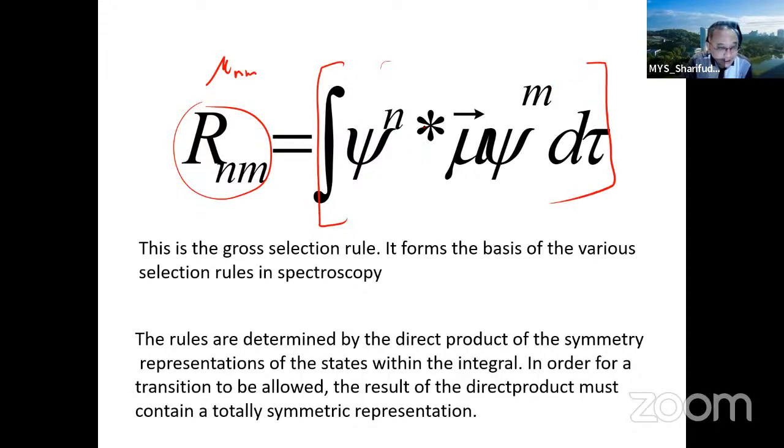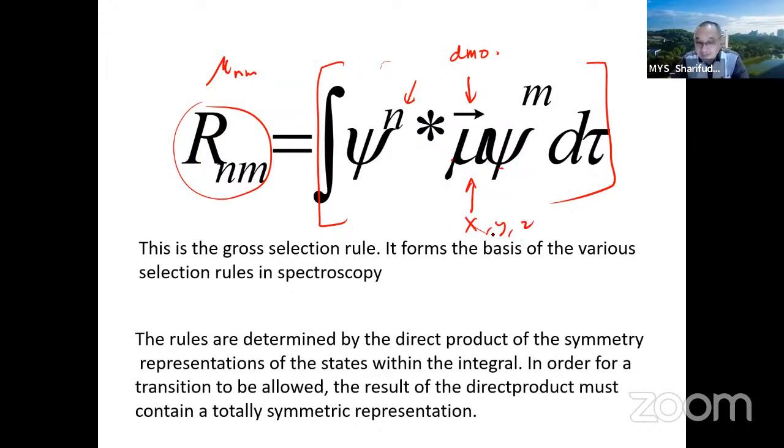It's psi n star, this is the complex conjugate. If it is a complex function, then you have to make it a conjugate, and then mu and then psi. Mu is the dipole moment operator. The dipole moment operator is just an axis, because electronic motion moves along an axis, from one point to another point within the same axis. So the operator can be just x, just y, or just z, right?